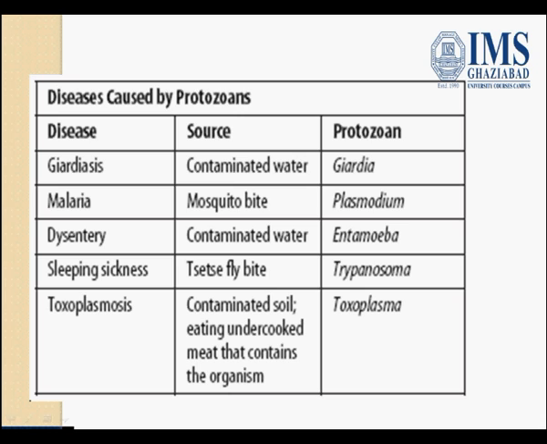Toxoplasmosis is another disease caused by contaminated soil or eating undercooked meat that contains the organism, and the protozoan responsible for it is Toxoplasma.